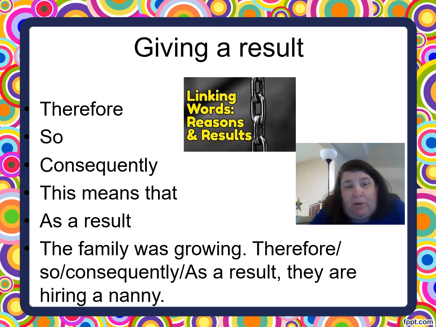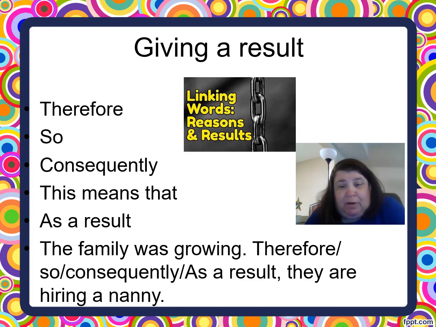We could say the family was growing, therefore, they were hiring a nanny. Or the family was growing, so they were hiring a nanny. The family was growing. Consequently, they are hiring a nanny. The family was growing. As a result, they are hiring a nanny. You see how that connects the family is growing to the fact that they are hiring a nanny. So if that makes sense to you, just think about it. This is just one area where you can use these linking words.